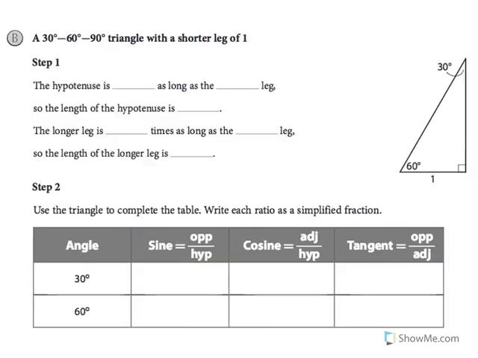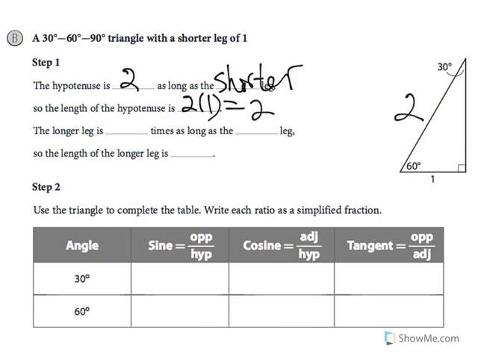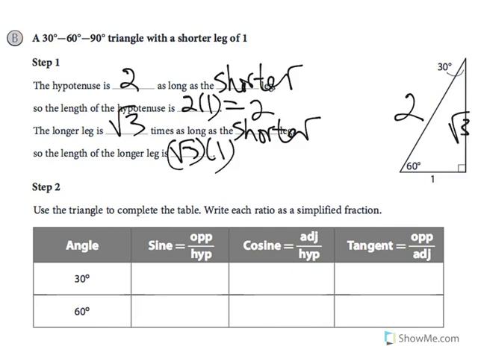Okay, now let's go on to a 30, 60, 90 degree triangle. The hypotenuse is twice as long as the shorter leg. So the length of the hypotenuse is 2 times 1, which gives us 2. And the longer leg is square root 3 times as long as the shorter leg. So then the length of the longer leg is radical 3 times 1. So then it's just radical 3. Right?